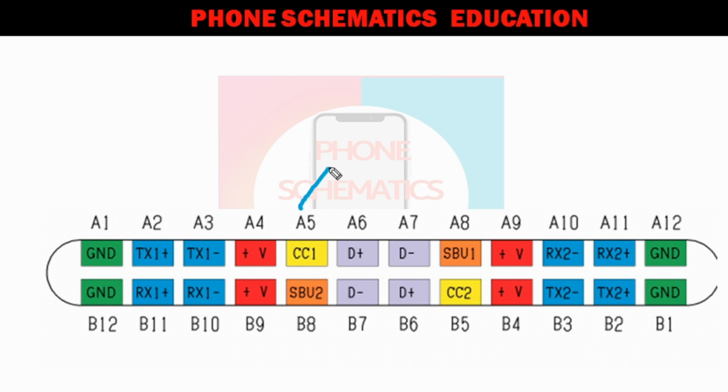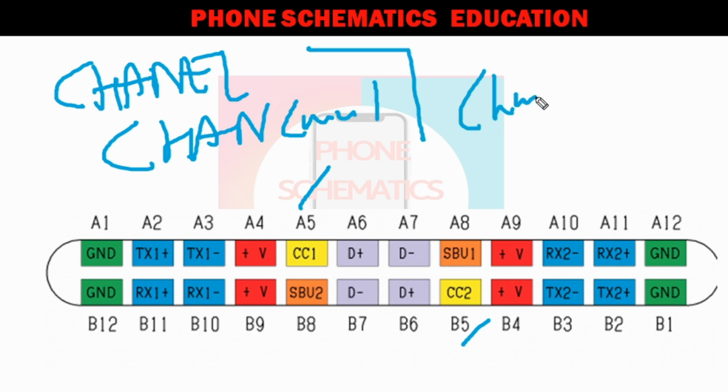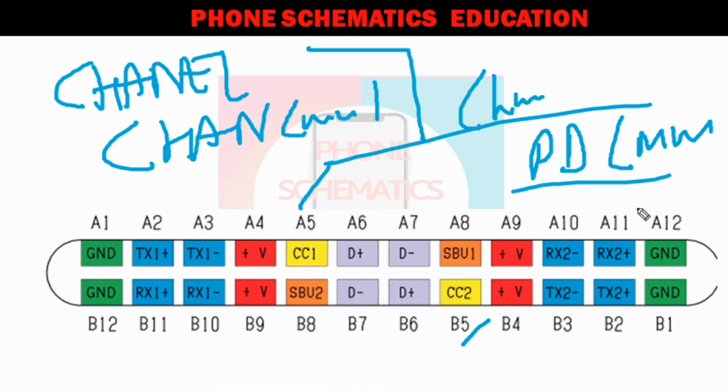Now, let's talk about CC1 and CC2. CC1 and CC2 means configuration channel, also called channel communication, and some people call it charging connect. Now, what do they mean? You have mostly heard of the PD charger. You have mostly heard this name, a PD charger. Now, what is the link of a PD charger to CC1 and CC2? I will tell you.